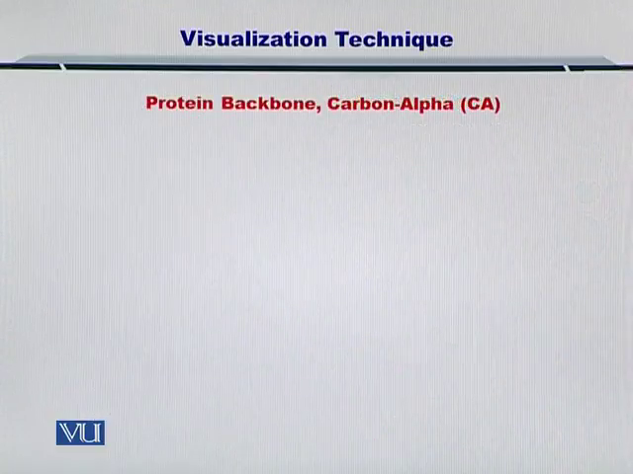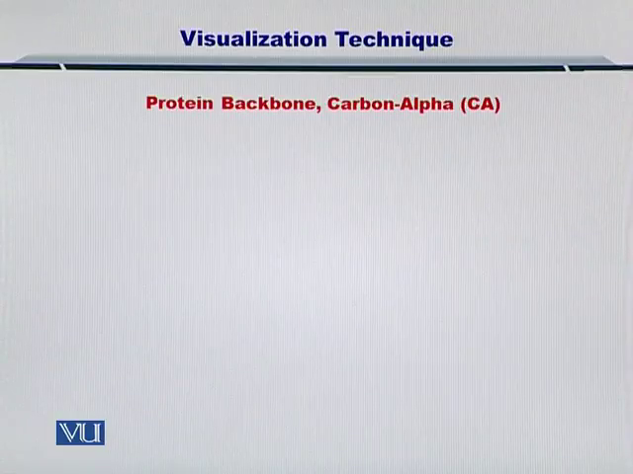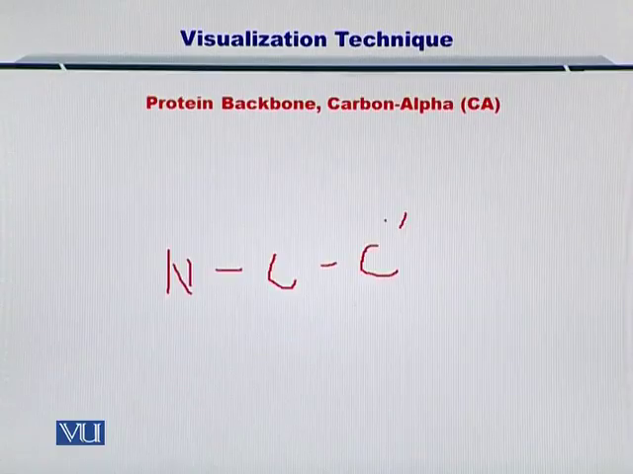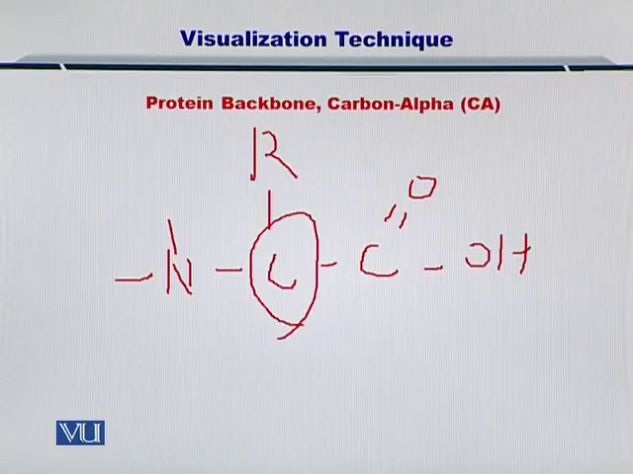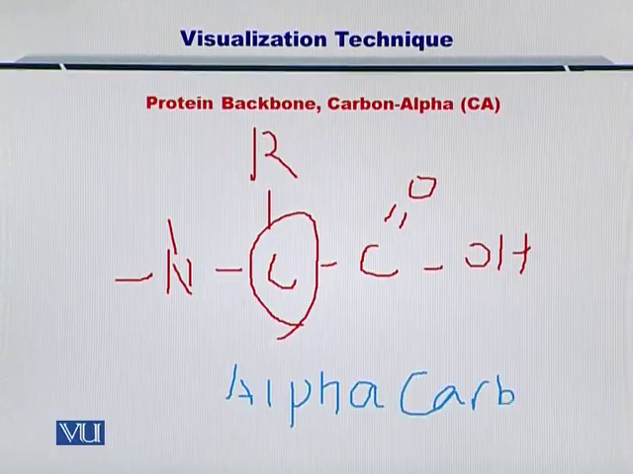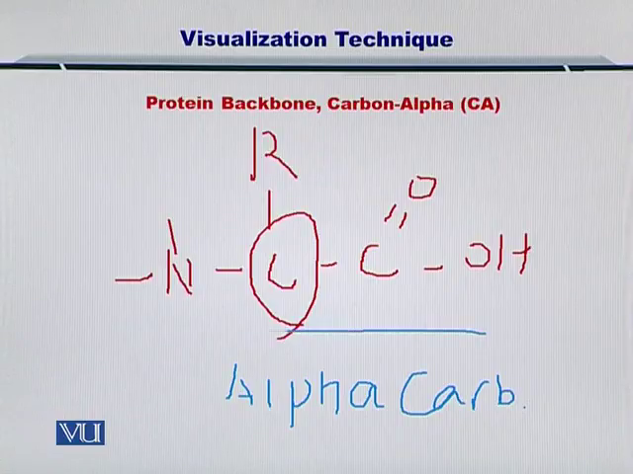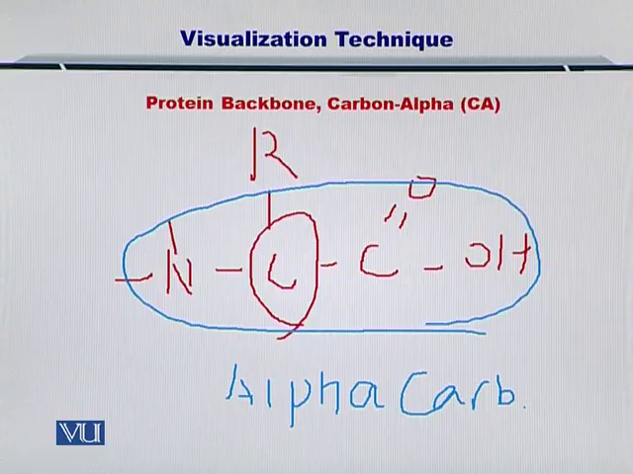You know that the backbone consists of carbons and nitrogen. Let me draw this backbone for you. So this is an amino acid for you, and this is the location of the R group. So this carbon here is called the alpha carbon. So you know that there are multiple alpha carbons within the backbone because there are multiple amino acids that are lining up in the backbone of a protein.